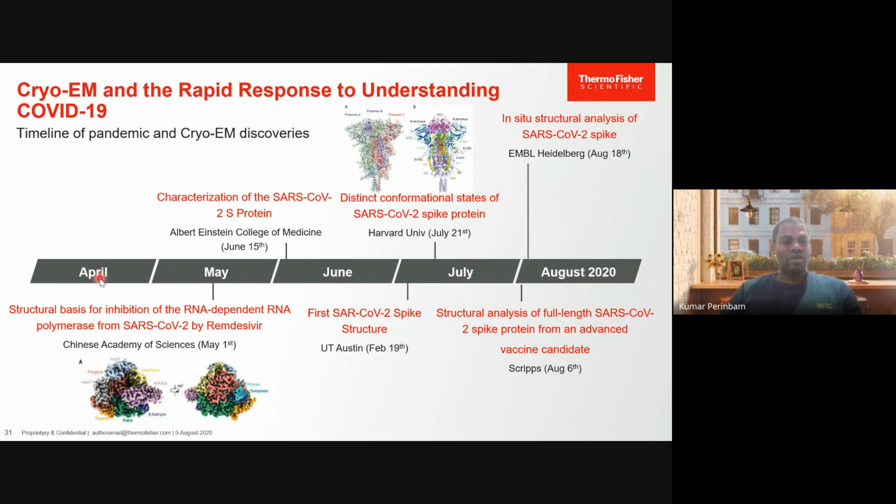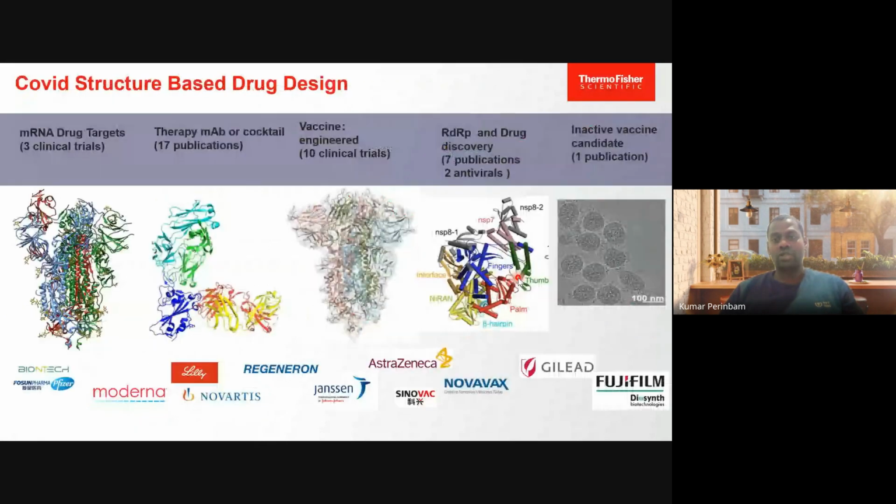So around May, we got some more structural information, and during the entire year, within 6, 7, 8 months, you were actually able to get most of the information about the coronavirus and how they interact with humans. And we were able to see how the vaccine candidates are actually binding to the spike proteins and so on.